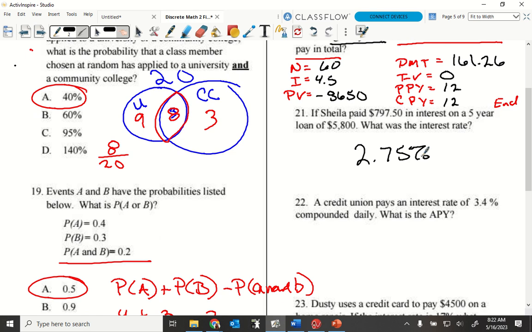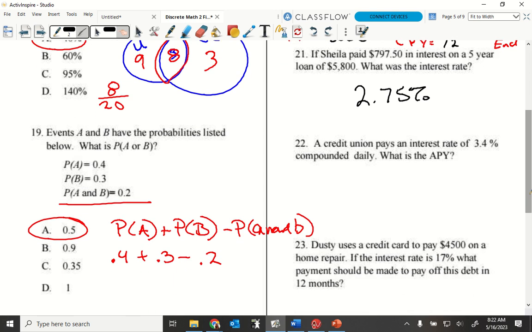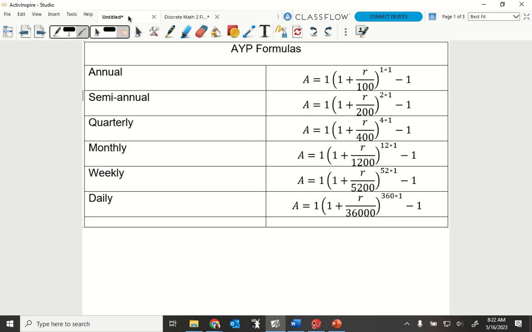Now question 22. A credit union pays an interest rate of 3.4% compounded daily. Find the APY. I'm going to go back to the APY formula, which was over here. It's daily, so my formula is going to look like APY equals, in parentheses, 1 plus my rate. What was my rate? 3.4.